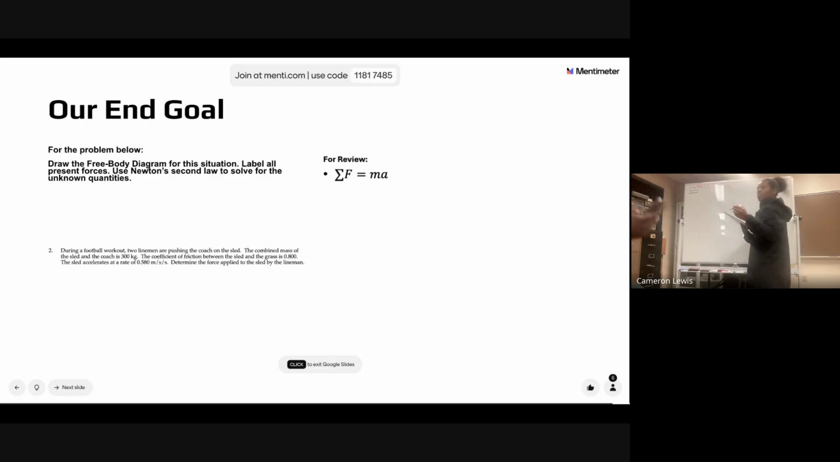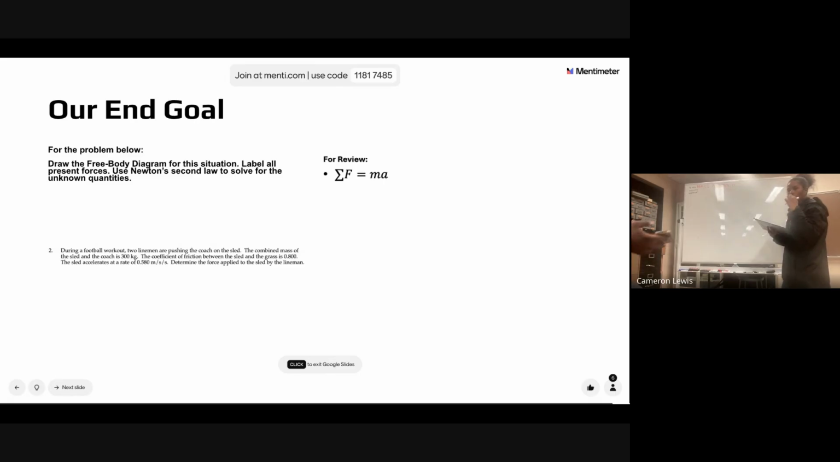Is that right? So we're given the mass, the coefficient of friction, and time. Are we given time? What are we given? We're given an acceleration, not a time. So erase time and put A for acceleration. All right, so now we're given that, right?